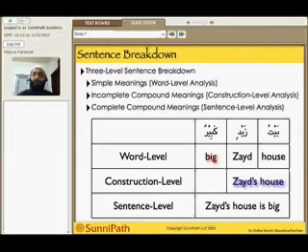So in this example, the word Bayt and the word Zayd have come together, have combined, have fused, have merged to form a single unit called a construction. Zayd's house. So at the construction level analysis, the second level analysis, we try to combine words and make them into constructions. Now these constructions convey a compound meaning, but they're incomplete sentences. Zayd's house is not a complete sentence yet. It's a compound meaning. More than one word has come together to convey a combined meaning. However, it's not a complete sentence yet.